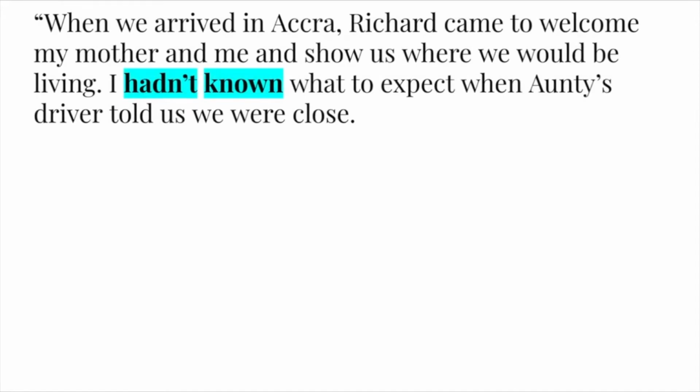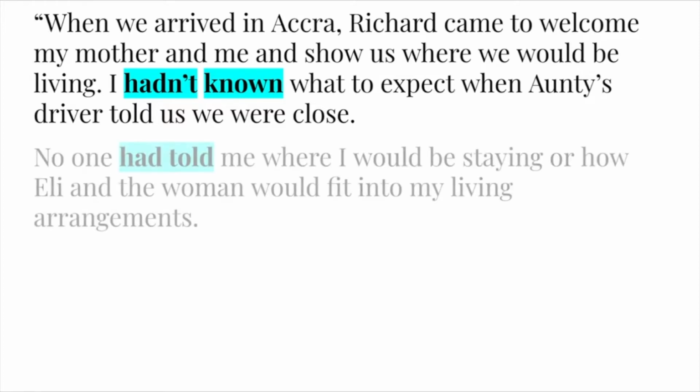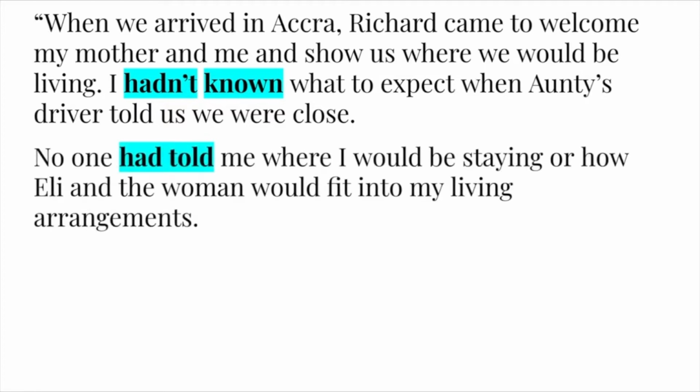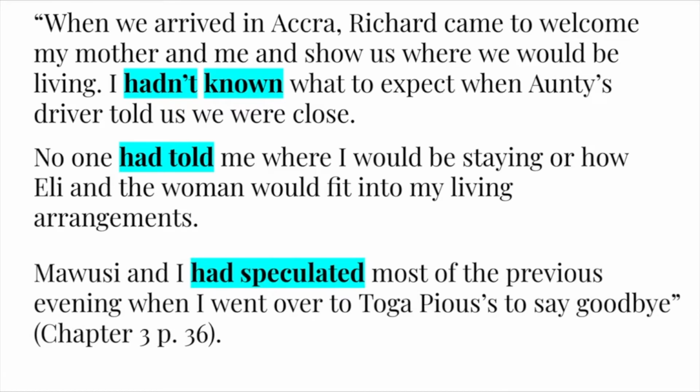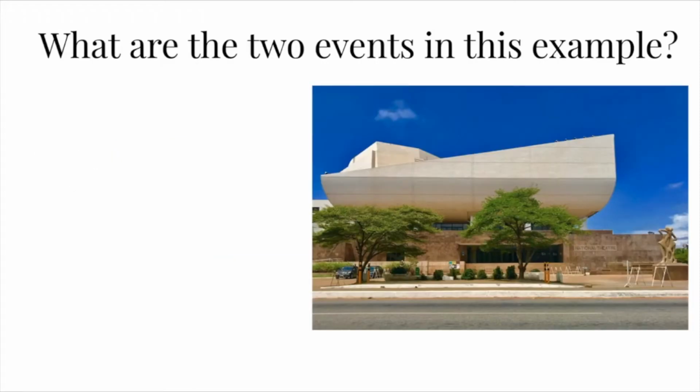So this was taken from that novel. When we arrived in Accra, Richard came to welcome my mother and me and show us where we would be living. I hadn't known what to expect when Auntie's driver told us we were close. No one had told me where I would be staying or how Eli and the woman would fit into my living arrangements. Mawasi and I had speculated most of the previous evening when I went over to Togo Pius's to say goodbye. This was taken from chapter 3 on page 36.